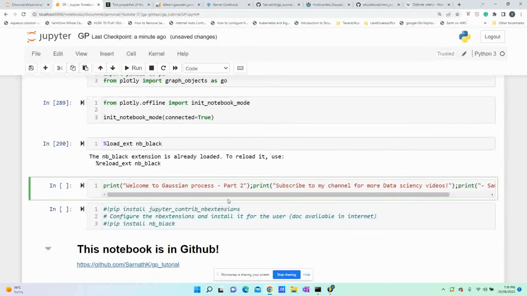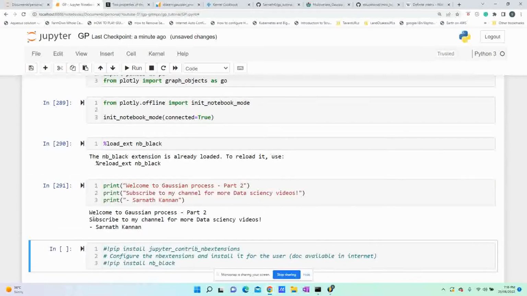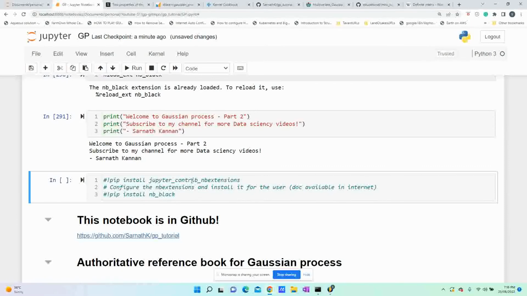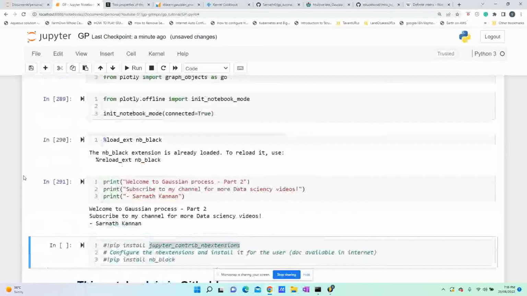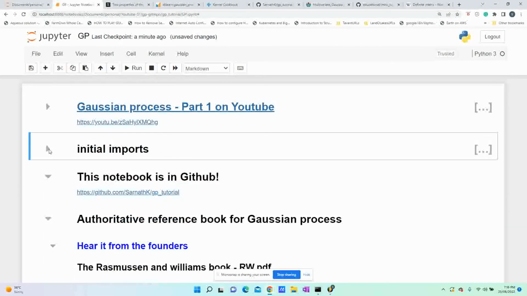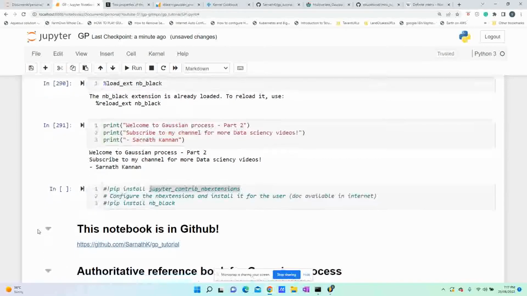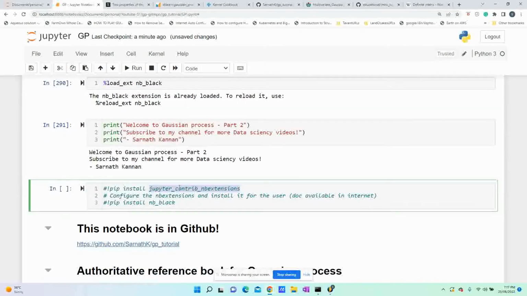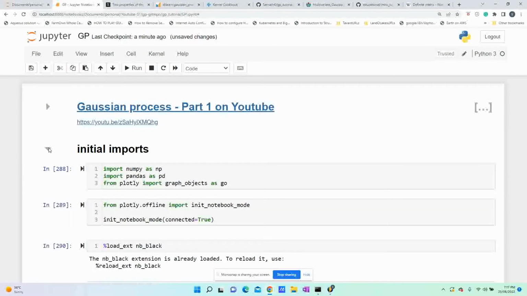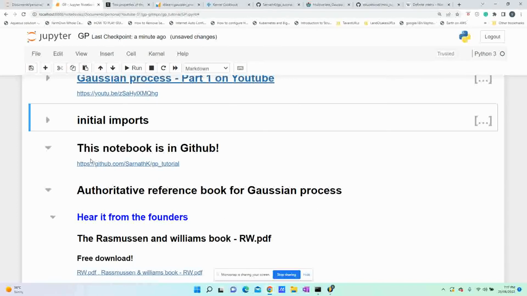Let's say that we have got a clumsy cell like this. Somebody has written clumsy code like this. You execute it, and it automatically formats. Isn't that cool? I have also used the Jupyter Contrib NB extensions, which help me with collapsible headings and all that. Apart from the installation, it also comes with post-install instructions. So please ensure that you Google, find these instructions, and install it properly.